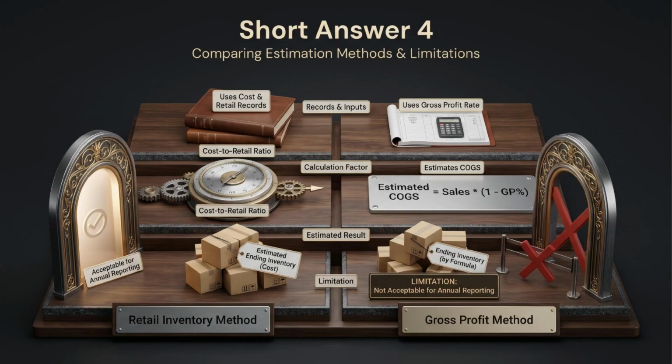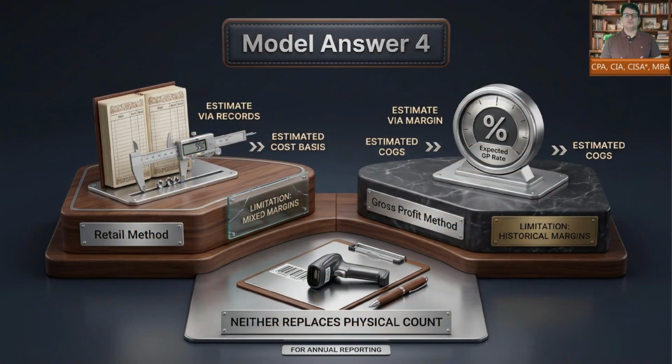Write your response now. A strong answer would say that both methods estimate inventory, but they use different evidence. The retail inventory method uses cost and retail records plus the cost to retail ratio to convert ending inventory at retail prices into an estimated cost amount. It is useful for retailers with high transaction volumes, but it can be distorted by mixed margins, markups, markdowns, and department or product mix.